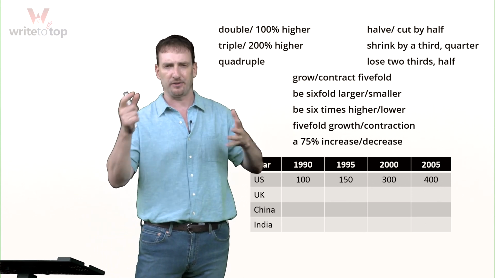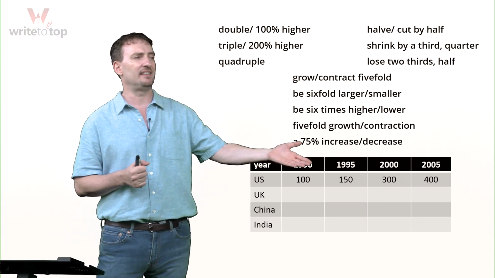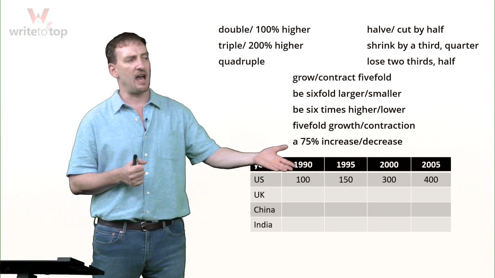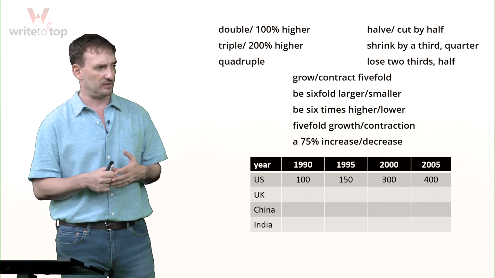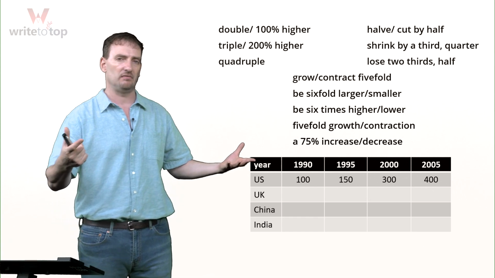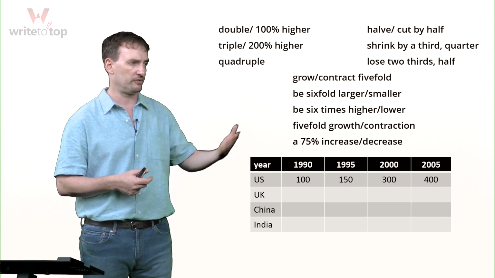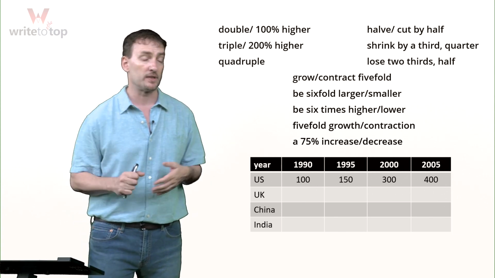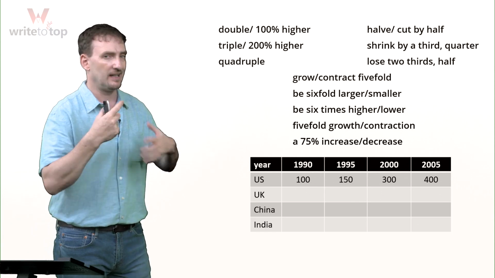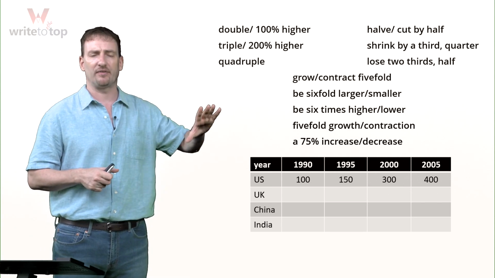Again, growth could be applied to many different things. A 75% increase or decrease. So from 1990 to 1995, the US saw a 50% increase. The US number climbed by 50, whatever we're talking about in particular here, right? From 1990 to 2005, so over the span of the table, the US grew 4-fold, or the US grew by 300, whatever units of measure we're talking about. Or it surged from 100 to 400. Again, depending what you're talking about in terms of the units of measure, right? So you have a lot of different options.